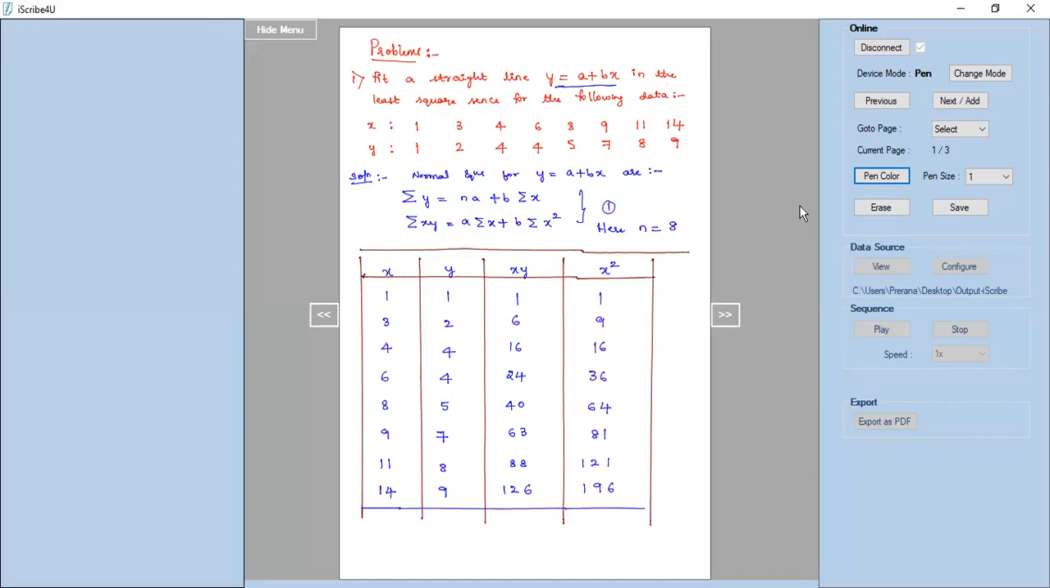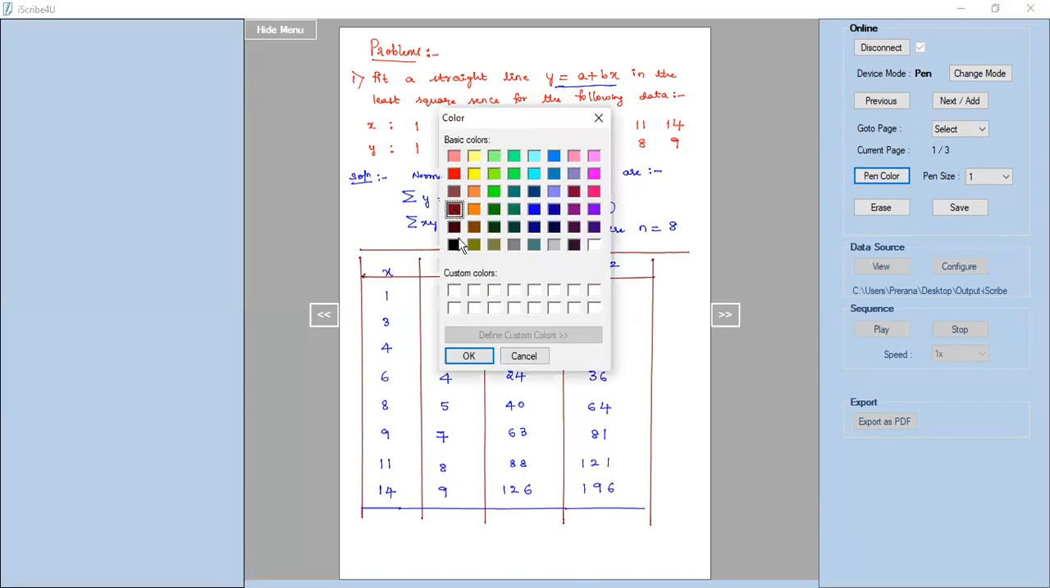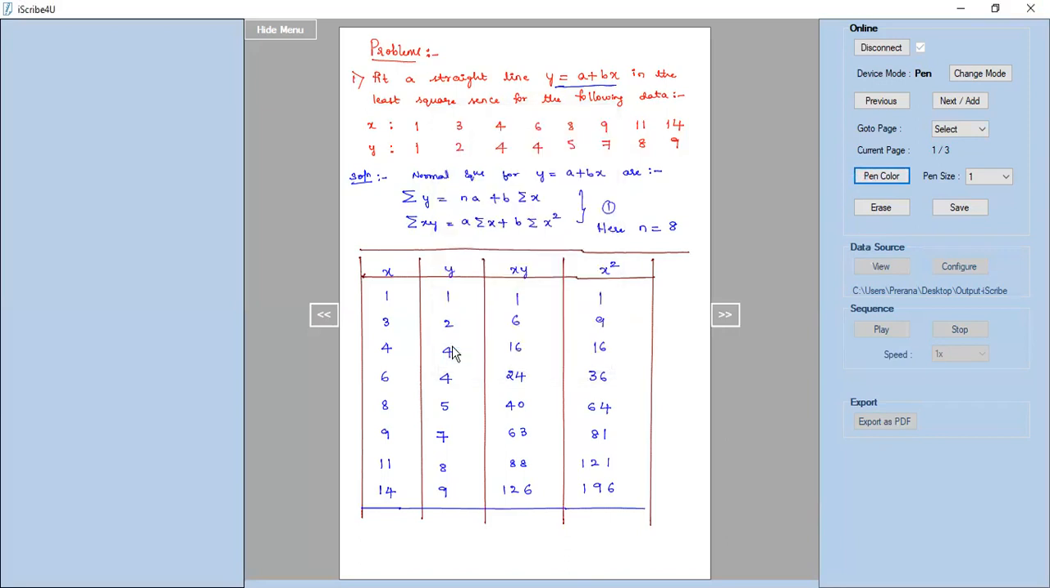So let us write down the summation values here, below. Summation x, summation y, followed by summation xy, and lastly summation x square. So all of that we are trying to sum up now.